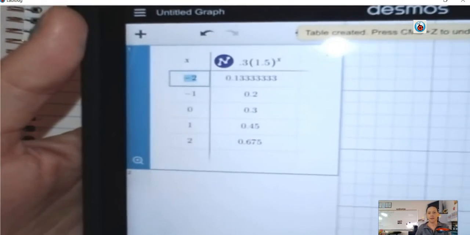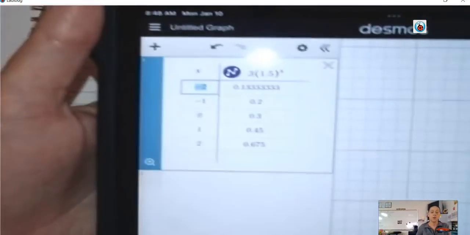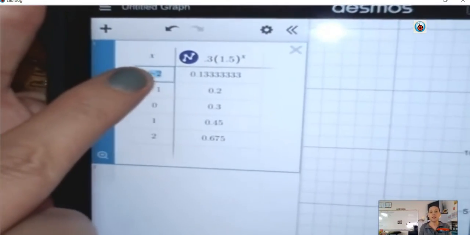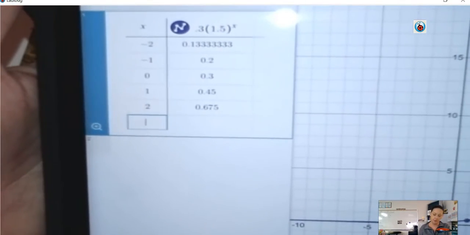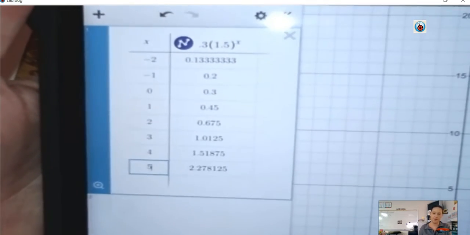It only gave me -2 to +2, and I still need to get 3, 4, 5. You can either just change -2, or you could go down to the empty spot on the bottom and type in a 3 there, a 4 there, and a 5 there. You can just add them on the bottom, or you can add them anywhere.